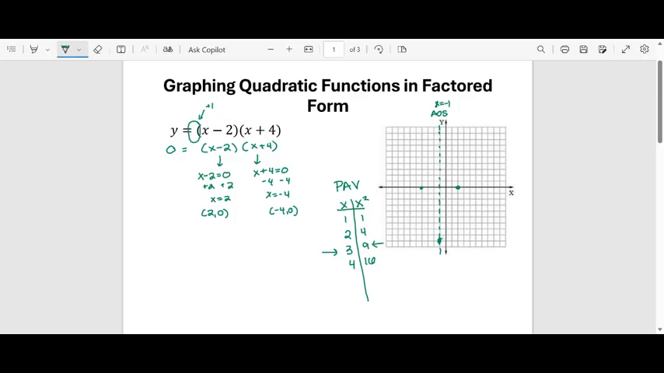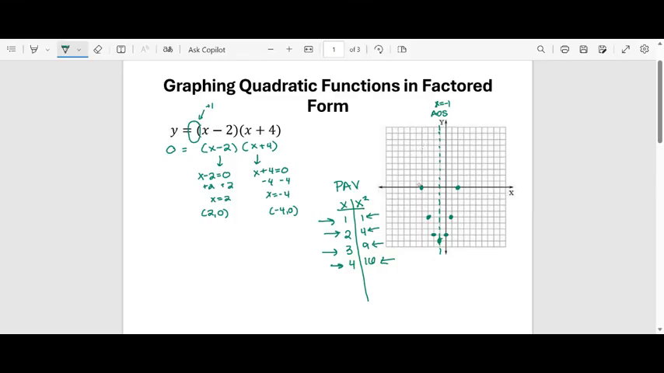That's going to be where my vertex is. Let's go ahead and finish out this graph to make sure that my points are in the correct place. I can go left and right 1 square from my vertex and up 1 square. I can go left and right 2 squares and up 4 squares. Then I'll go left and right 3 squares and up 9 squares, and I already have those points plotted. And last, I can go left and right 4 squares, up 16 squares.